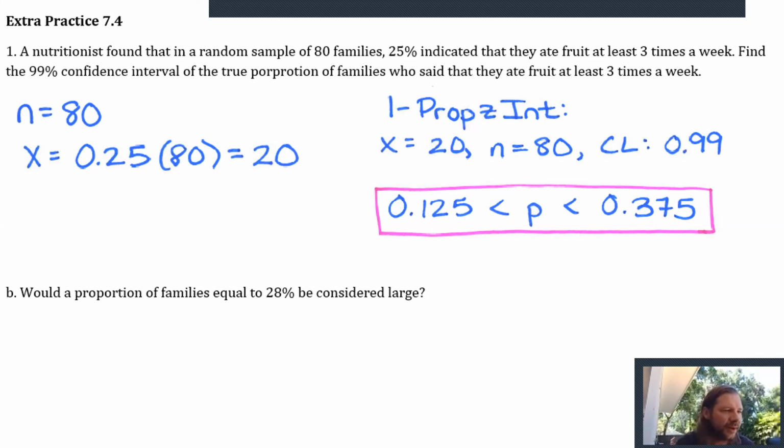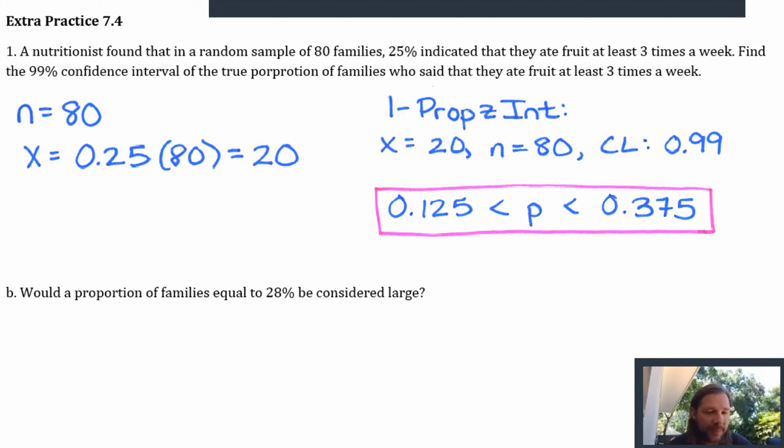Is that clear, Karen? Am I missing anything? No, that's good. Do you want to do part B? Yeah. I should say that what we're saying is that we're 99% confident that the population proportion falls between 12.5% and 37.5%. The proportion of people that eat fruit at least 3 times a week.